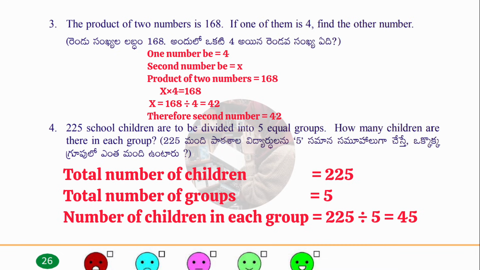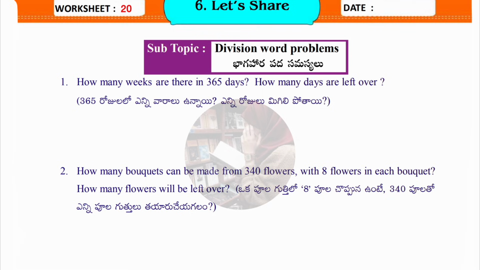So therefore 45 students will come in each group. Understood? Let's move to the next worksheet, that is worksheet number 20. Here the subtopic is division word problems only. Okay, so let's see, first question is how many weeks are there in 365 days? How many days are left over? So write down the answer.